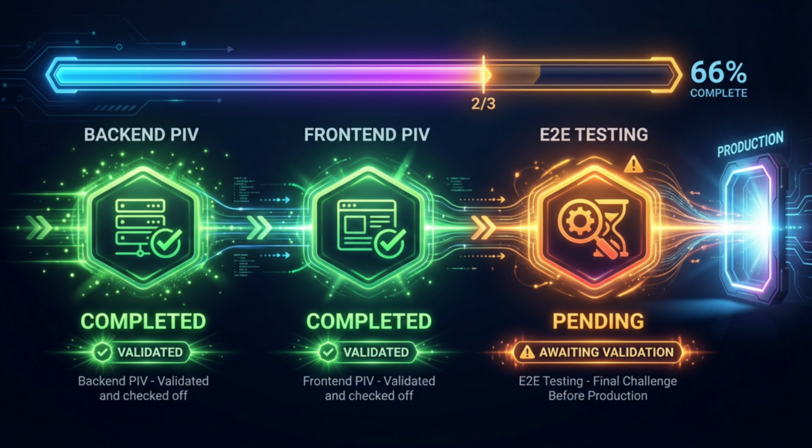What have we achieved? A working search interface that handles loading, error, and success states correctly. A component that follows existing patterns and fits into the feature architecture. A suite of tests that catch regressions automatically. 2 complete PIV loops, backend and frontend, each validated independently. The feature is almost ready, but there's one more level of confidence we can add. An end-to-end test that proves the full flow works together in a real browser.